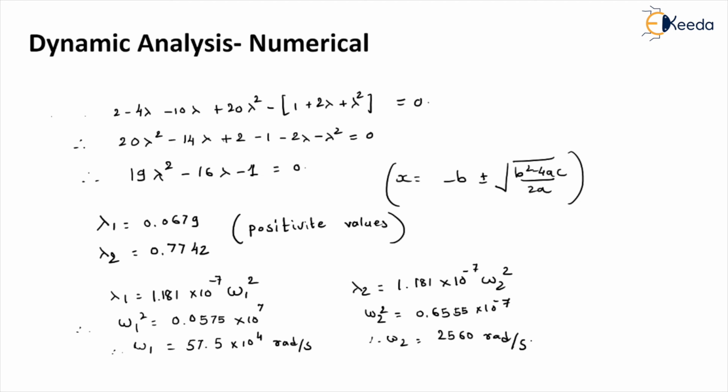So we have got the natural frequencies of our system, which are omega 1 and omega 2. So these are my natural frequencies. In this way, we can solve any kind of problem. Hope you find it useful, and thank you.